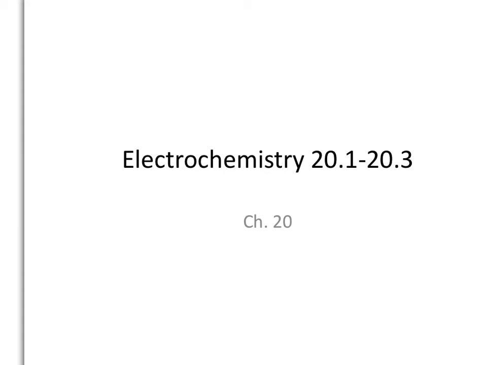So we're going to be looking at electrochemistry. This is chapter 20, and for the electrochemistry during this semester we're going to be looking at sections 20.1 to 20.3 in your textbook. We're going to break the lessons down into 3 sections. We're going to look at section 1, 2, and 3 individually.